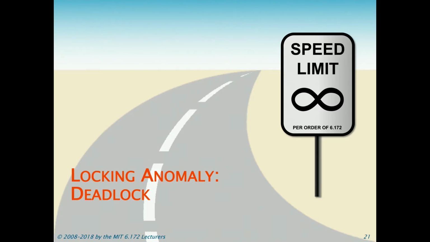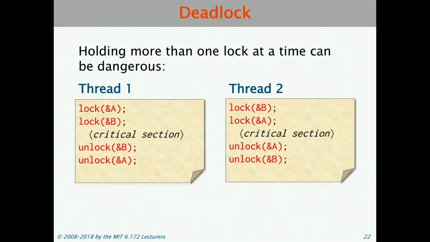Deadlock. I mentioned deadlock earlier. Let's talk about what deadlock is and understand this. Once again, I expect some of you have seen this, but I still want to go through it because it's hugely important material. This is the issue that holding more than one lock at a time can be dangerous. Imagine that thread 1 says, I'm going to lock A, lock B, execute the critical section, unlock B, unlock A, where A and B are mutexes. And thread 2 does something very similar. It locks B and locks A, then it does the critical section, then it unlocks A and then unlocks B.